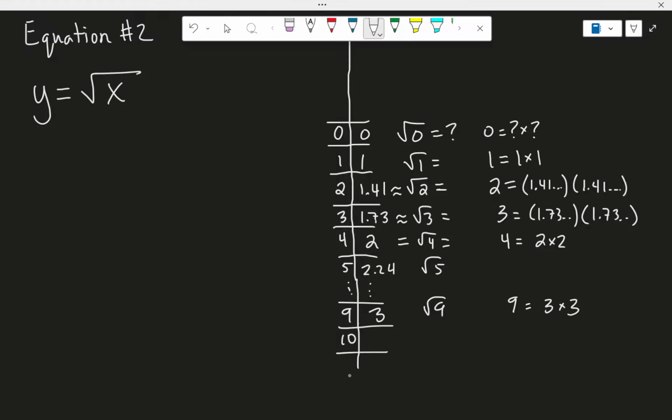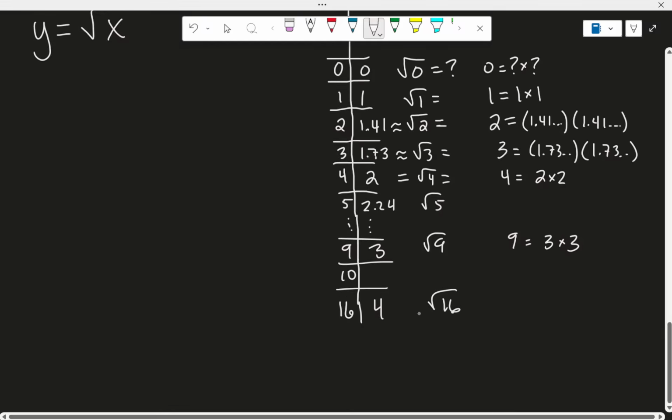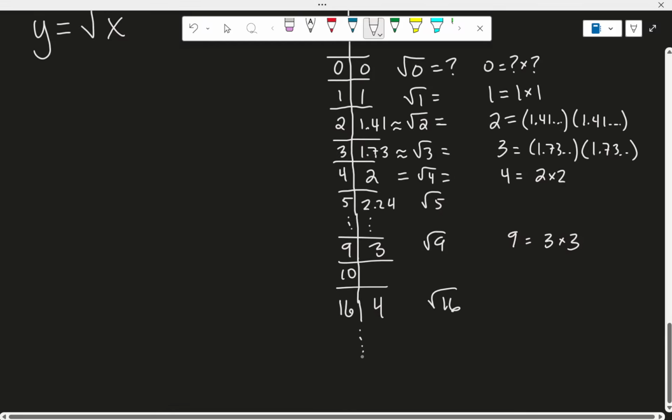But if I skipped farther on, what would be another nice one? Well, like 16, square root of 16. That's just 4, because 4 times 4 is 16. And so really, if you think about this, like what numbers could I plug in? I feel like I could just keep plugging in more and more numbers.